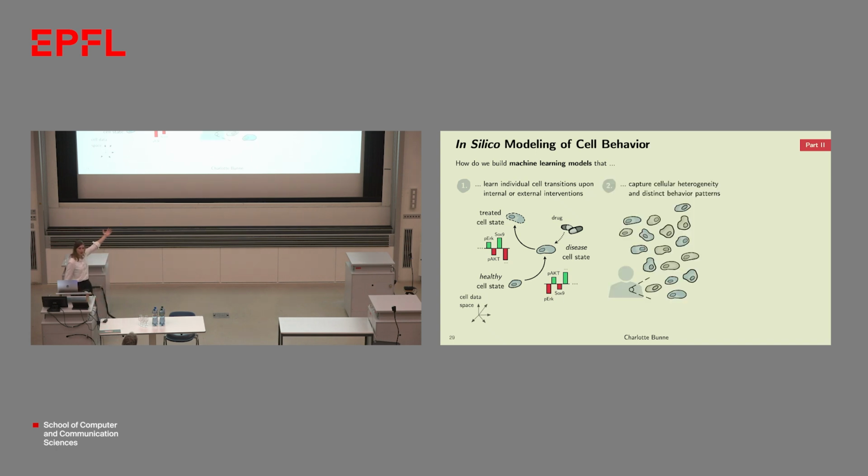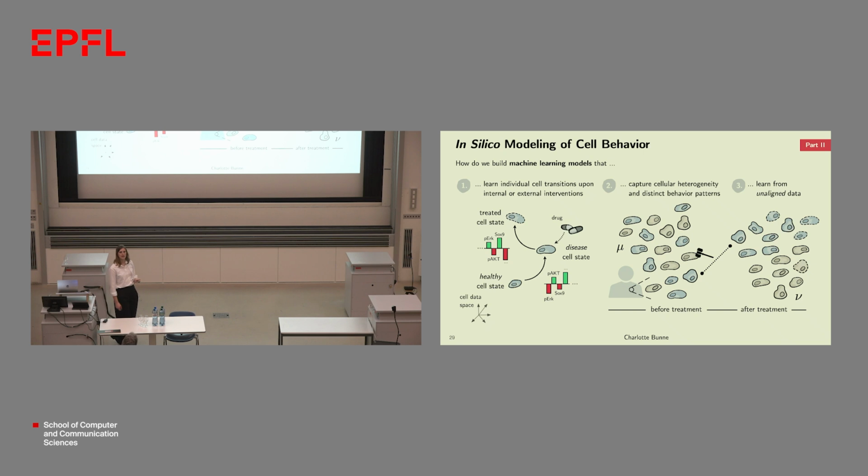We need to capture this on the cell level because those tumors are very heterogeneous. And I really want to understand what are the cells that are going to be responding to a drug and what are the cells that are resisting. And as I mentioned already at the very beginning, we are dealing with a situation where I don't have aligned data. I only have data before or after of a cell, one cell either unperturbed or perturbed.